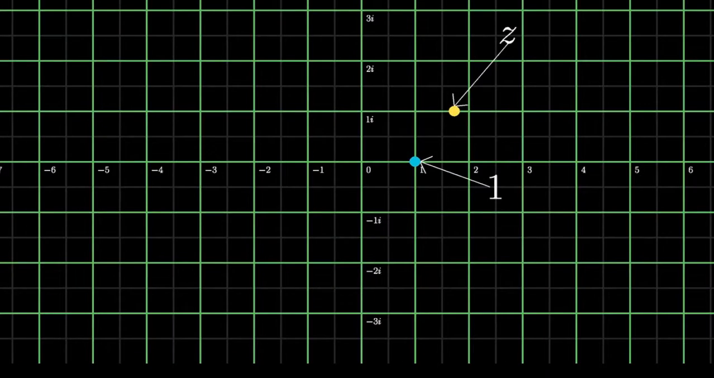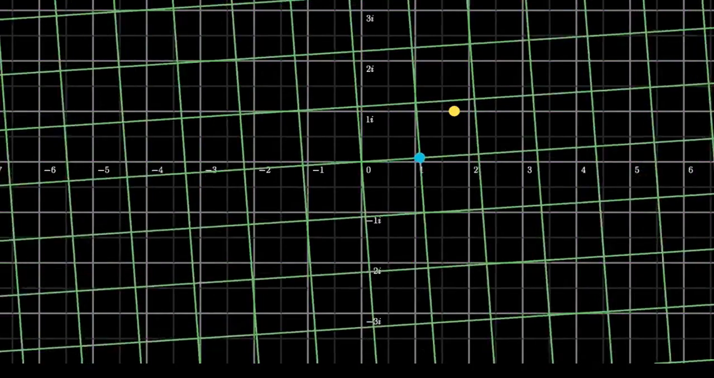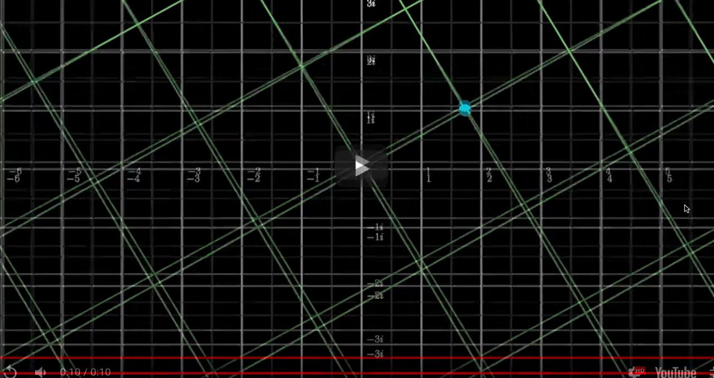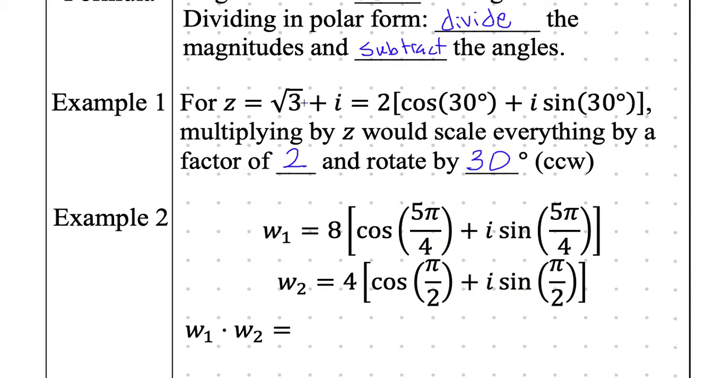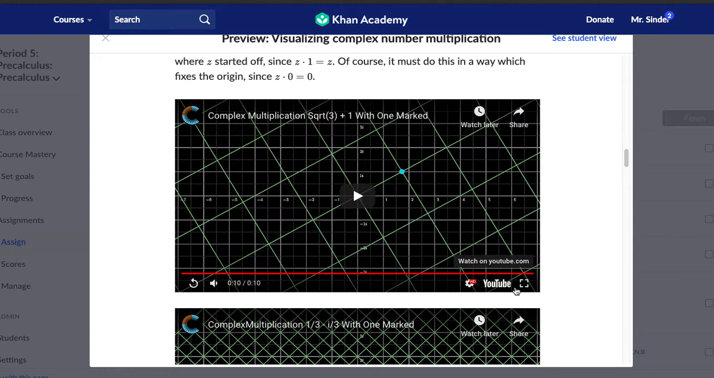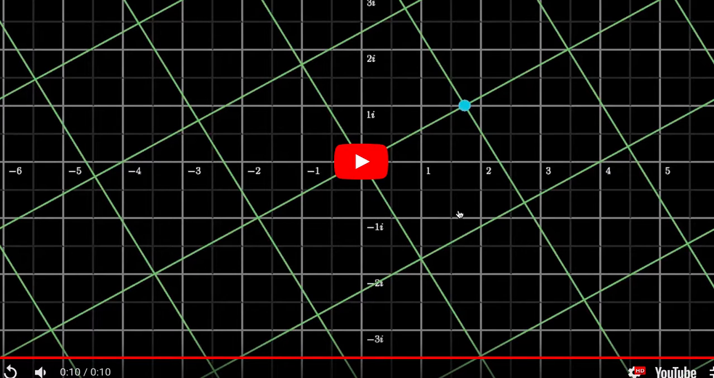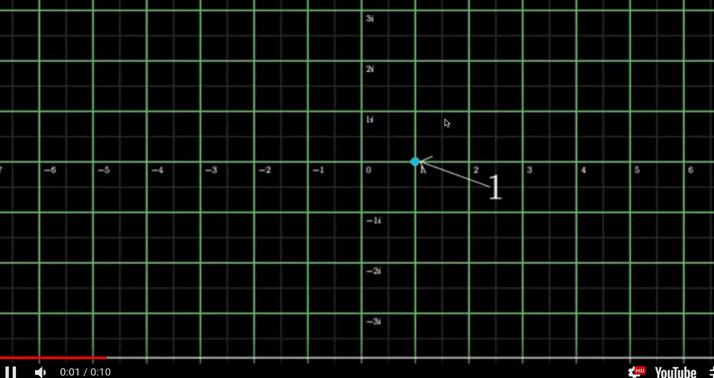Let's choose z to be right there and rotate. Let's multiply, I end right there. That was the same exact problem as number 1. This was square root of 3 plus I. It's the same video that you saw before, but now I'm marking 1. I'm multiplying by this number right here.